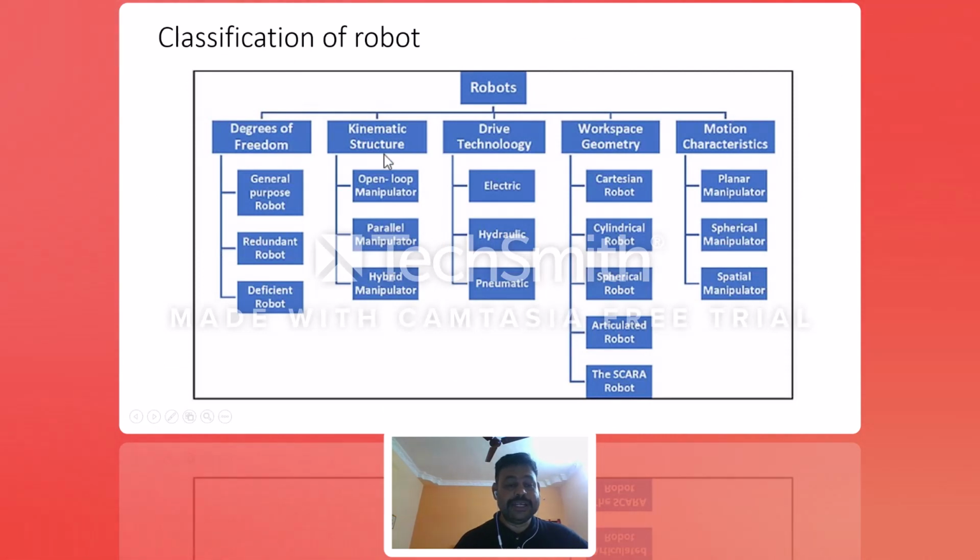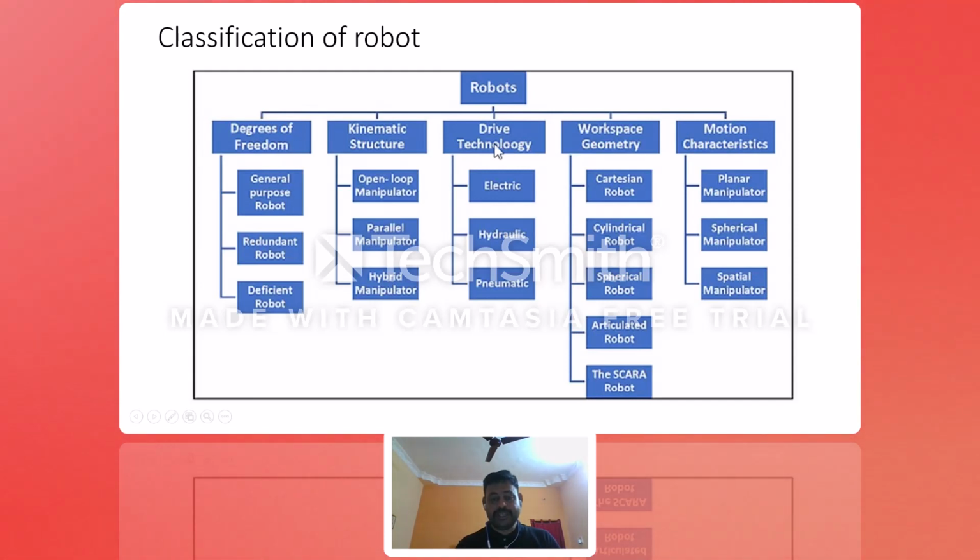Next, I am coming to the classification of robots. It is based on the degrees of freedom. For some robots, at least five is required, and six is mandatory. Anything less than six is called a redundant or deficient robot. Then kinematic structure: open loop, parallel, and hybrid. Open loop has less rigidity when compared to parallel. But a hybrid manipulator is used in industrial robots because an industrial robot is a heavy duty one.